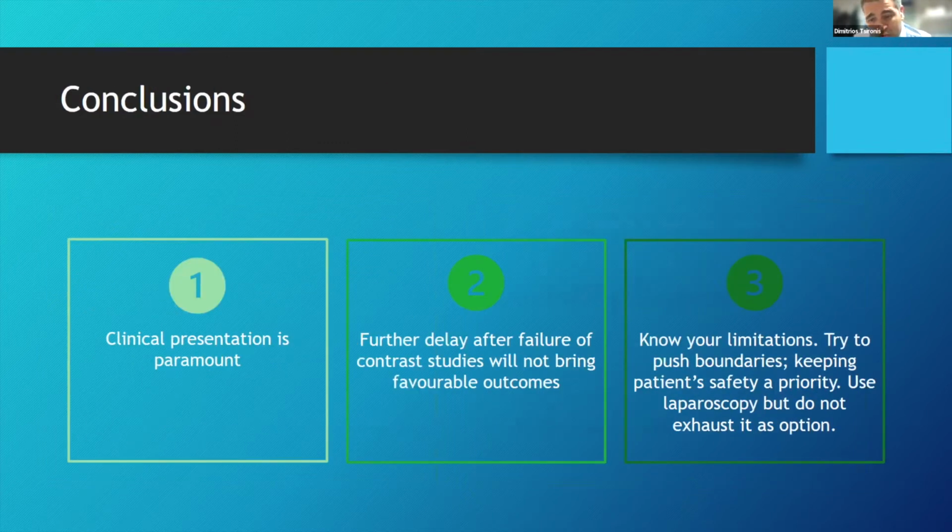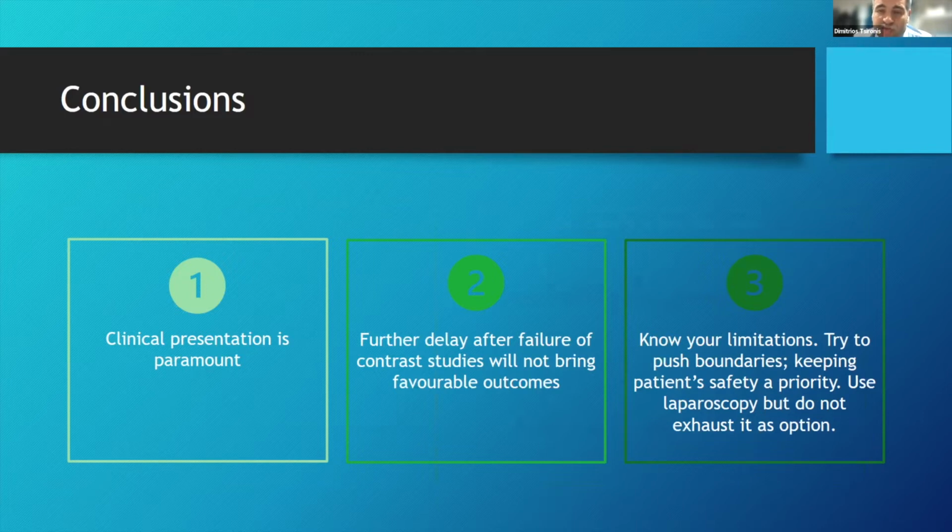So to conclude, I would like to raise three issues: that the clinical presentation is paramount, especially with patients that are at high risk of ischemia, so we should not lose them in the very beginning. Further delay after failure of conservative management will not bring us favorable outcomes. Meaning for complete obstructions, I don't think that giving gastrografin five times after five days will help you avoid an operation.